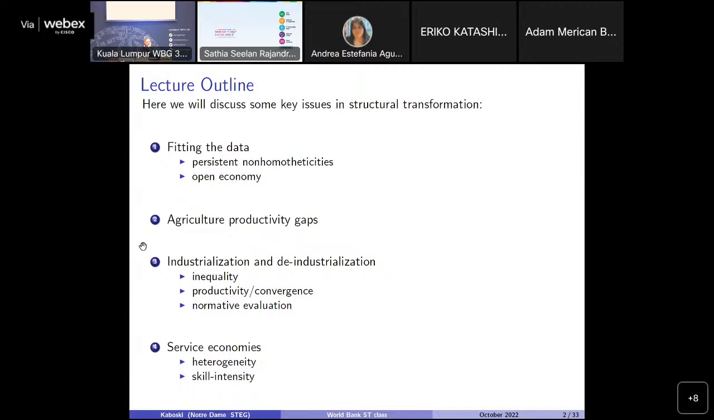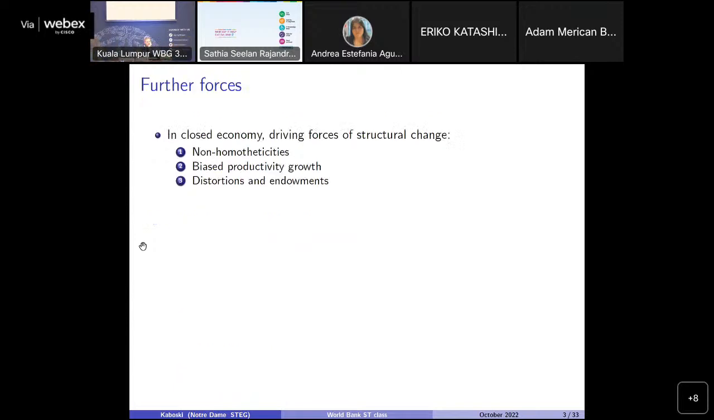Then we'll talk about agricultural productivity gaps, which are most important for the agricultural productivity puzzle, most important for low-income countries. Talk a bit about industrialization and deindustrialization, and then finally, service economies. Again, this will be like a review of recent publications in this area.